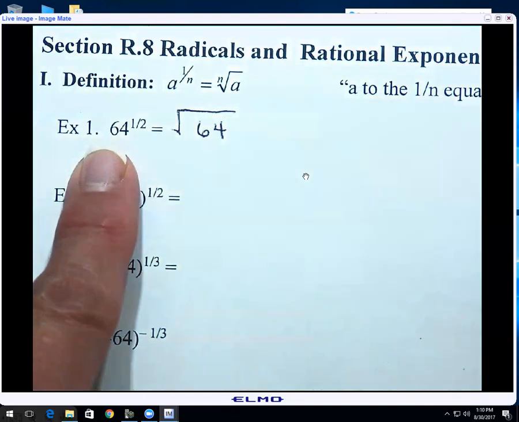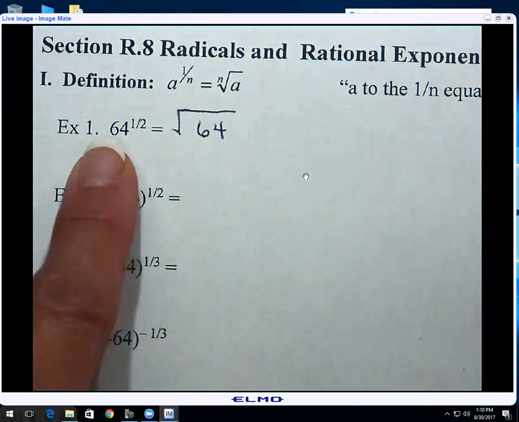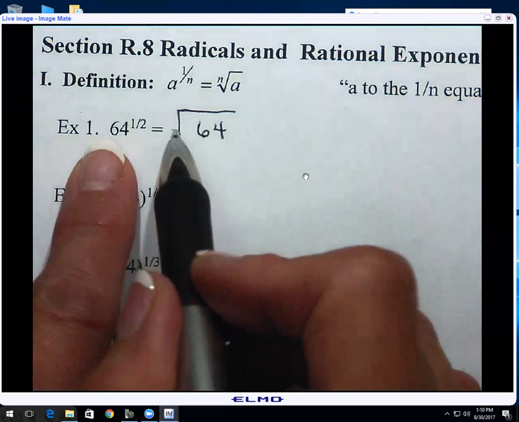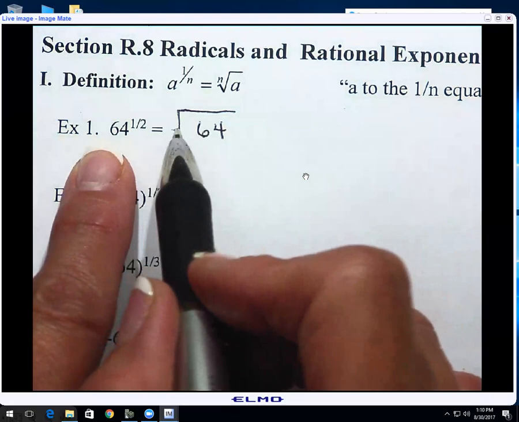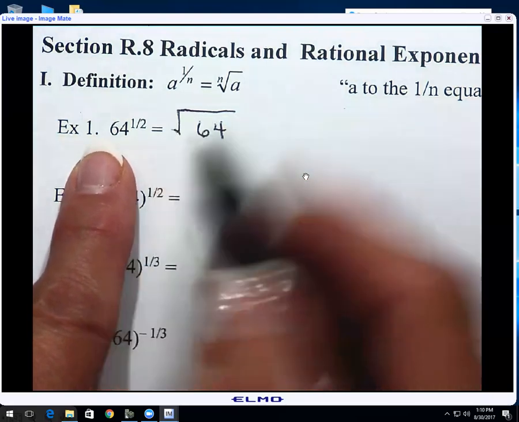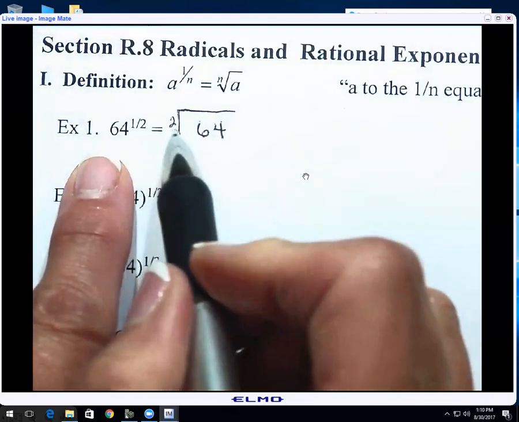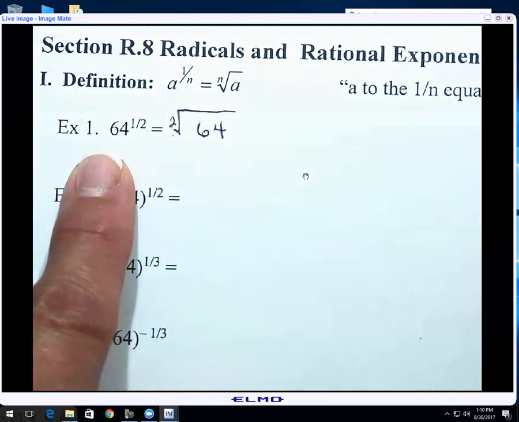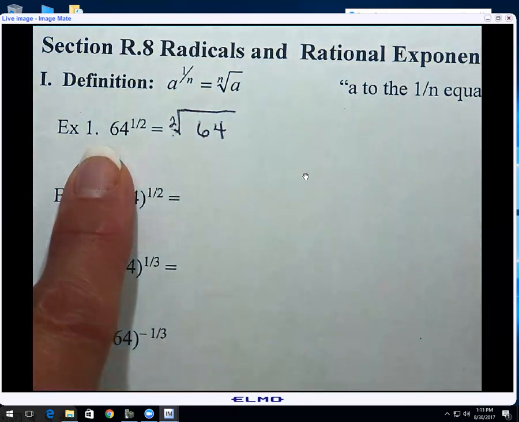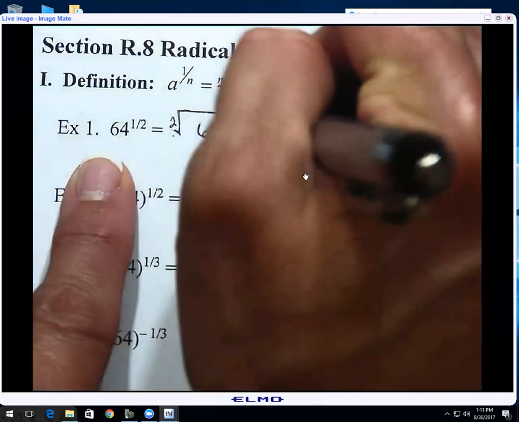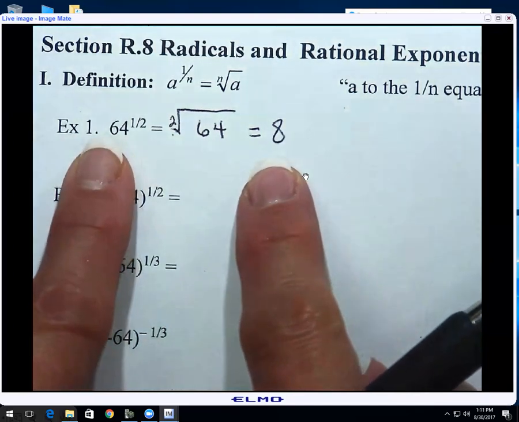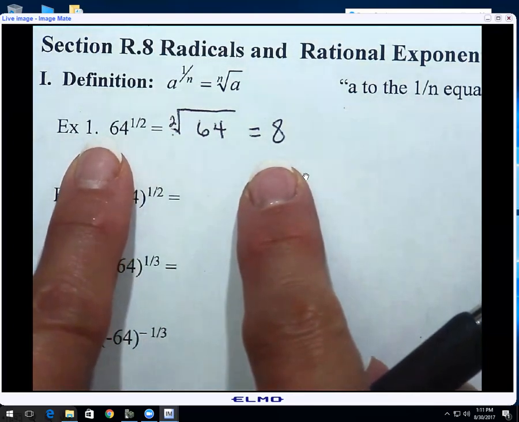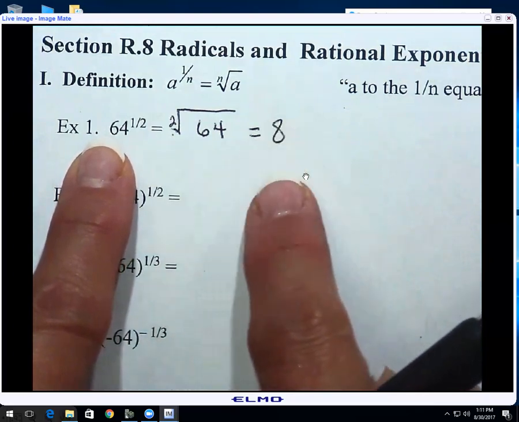When you write square root, you don't normally write the index. You don't write the little number right here that tells you what root you're taking. But if you don't write a number there, it's understood to be a 2. And so the index of that radical is the same as that denominator. And then the square root of 64 is 8. So that's what 64 to the 1/2 means. It's not half of 64, it's not 32. It's square root of 64, which is 8.